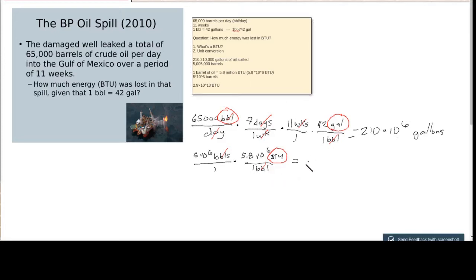Let me write that again. 2.9 times 10 to the 13 BTU. That's a lot, and we're going to have to do some thinking about how big that is to understand what that means.